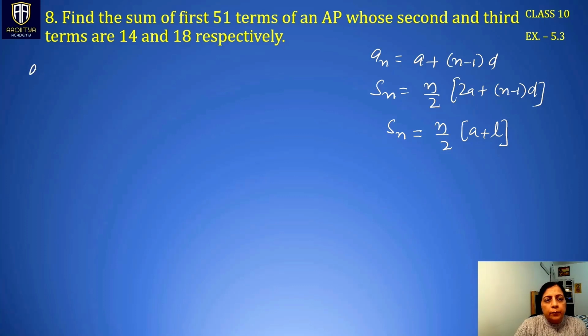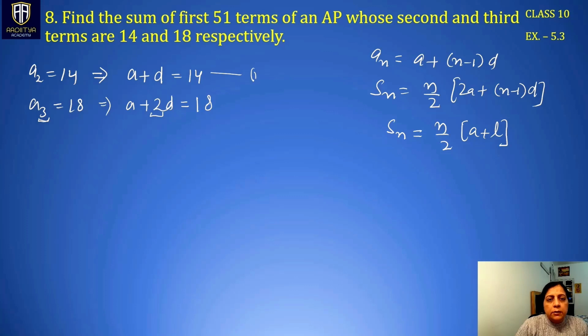So the second term is given as 14 and the third term is given as 18. Now how can we express this? A2 is a plus d, which is 14. A3 we can write as a plus 2d. Whatever n is here, we have to write n minus 1 as the coefficient of d. So this is equal to 18. Let this be equation 1 and let this be equation 2.